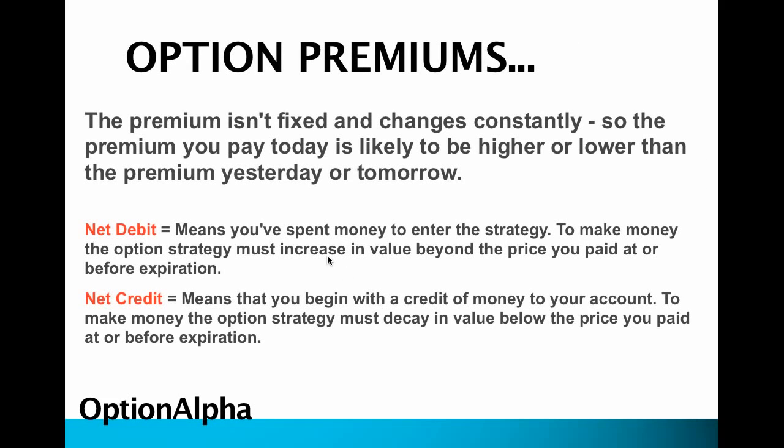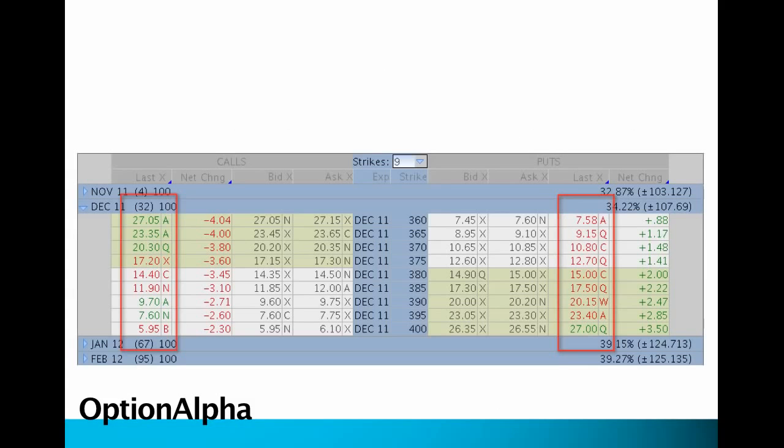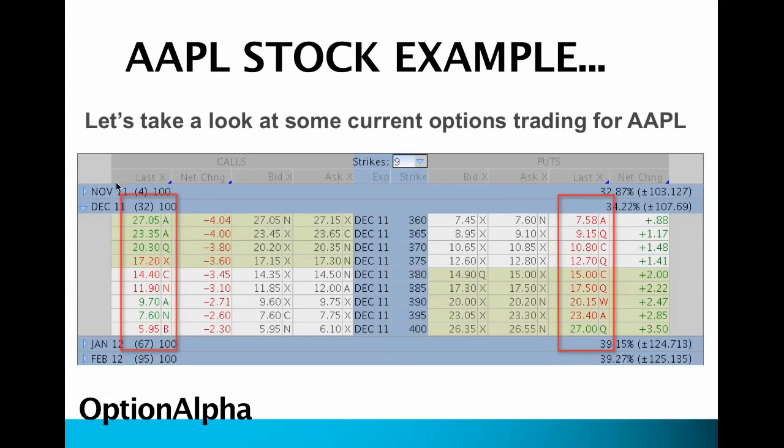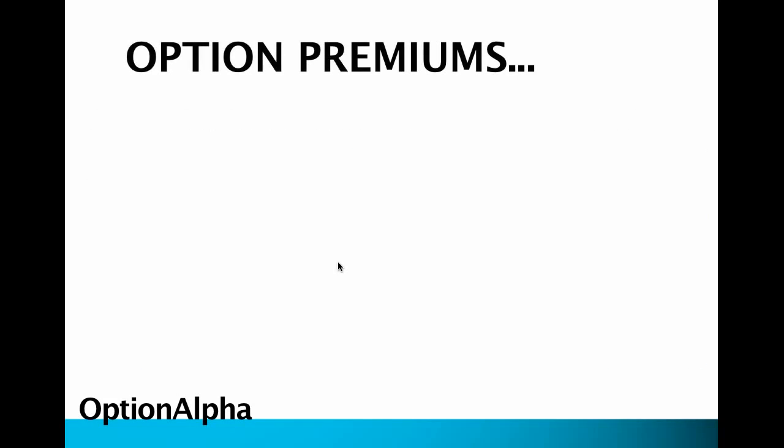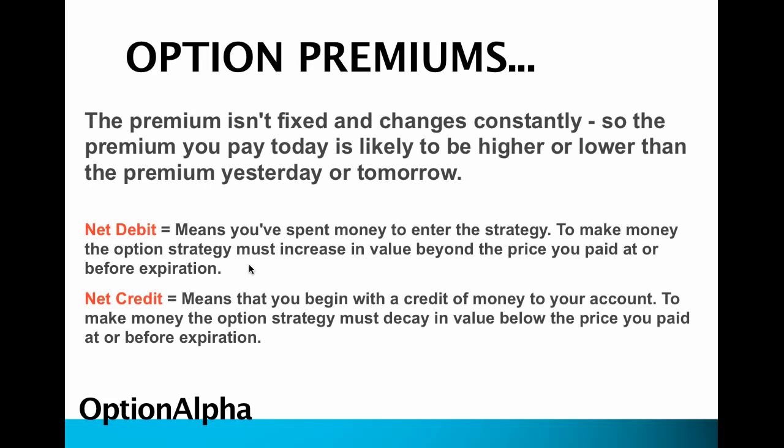The premium isn't fixed and changes constantly. The premium you pay today is likely going to be higher or lower than the premium yesterday or tomorrow. Going back to our example, these are the premiums as of this time. I bet if I pulled up this pricing diagram today, a couple days after I actually pulled this information and am making this video, these premiums would be wildly different, because the market is always changing. Everything that is a premium yesterday could be higher or lower than tomorrow.